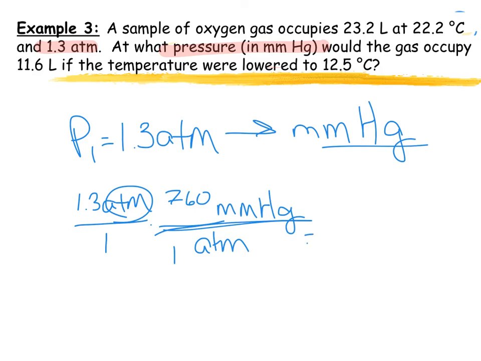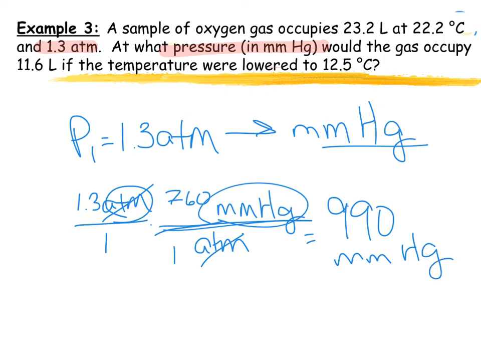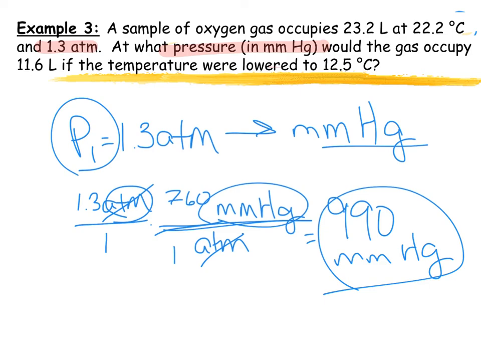So math-wise, I need to multiply 1.3 times the 760, which will give me 990. And if you look at the units, we put atm on the bottom so that it would cancel. The only unit that's left is the millimeters of mercury. So for P1, I'm going to use 990 millimeters of mercury.